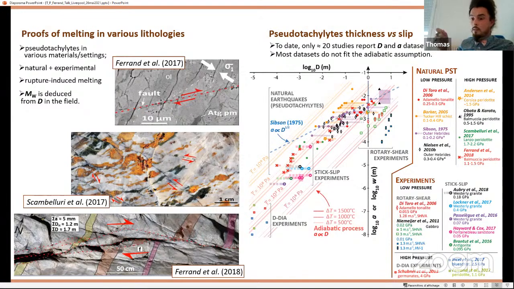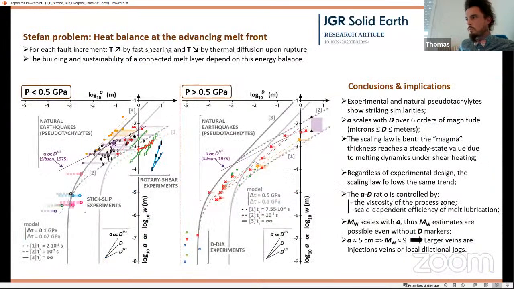And this is because the material in one case was a mafic rock and probably somehow hydrated, and in the other case it's a dry silicon-rich rock. Because what controls this lubrication efficiency, and so what controls the ability of the rupture to self-propagate, is the viscosity of this process zone that exists just behind the rupture front.